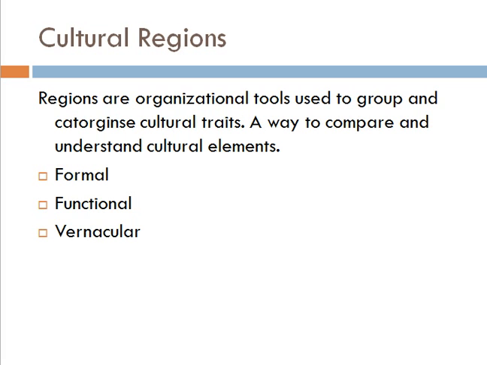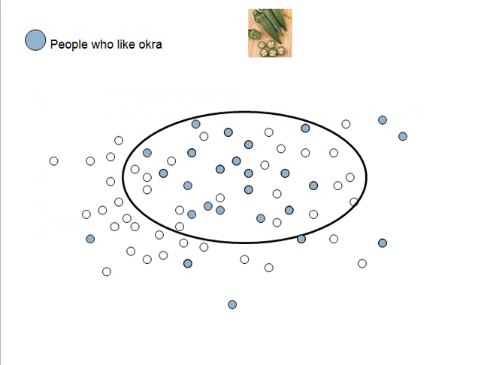We're going to start with a very silly example of formal regions. Let's say I do a survey in a small community and I go house to house and ask people if they like okra. If they like okra, I color the house dot blue. I end up with this dot map showing houses where people like okra and houses where people don't like okra. I could draw a circle around the concentration of okra lovers, and this could be a formal region.